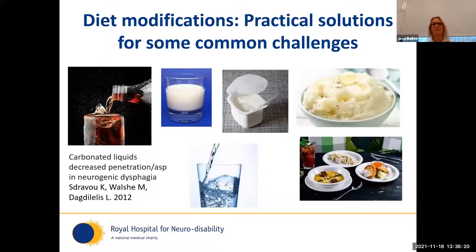Really thinking about a puree, are we testing yogurt? Are we testing mashed potato? If we feel that that makes a difference for the patient at bedside, we need to try and take that or replicate that in the objective assessment. The difference between milk and water has come up in assessments as well.